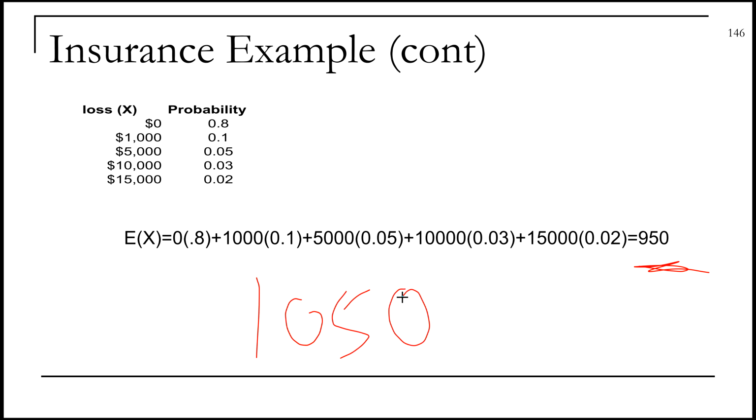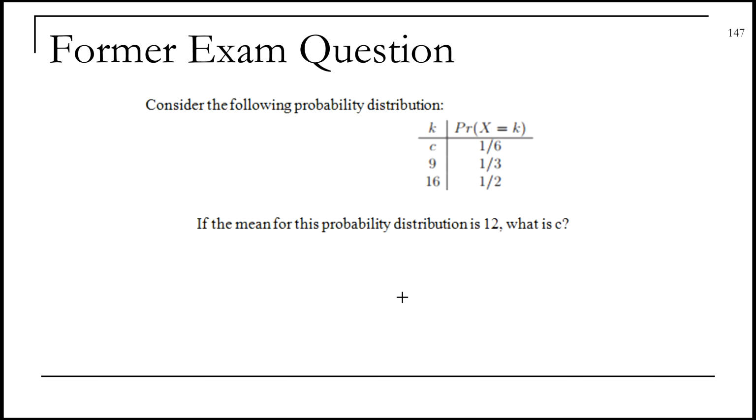80% of the time, they get to keep the $10.50. 2% of the time, they're paid $10.50, but they have to pay out $15,000. So 2% of the time, they're out $14,000. But the math shows the expected value is $9.50. So if they charge $10.50, on average, they'll make $100 per policy.